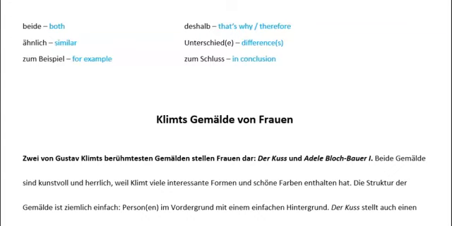Up at the top of your screen you can see several phrases that I'm going to use in this paragraph that are really good ones for any kind of more academic writing or any kind of compare-contrast writing that you might do. So just to review these real quick, some of them you already know, some may be new to you. So beide is both. Ähnlich is similar. Zum Beispiel, for example. Deshalb means that's why or therefore.